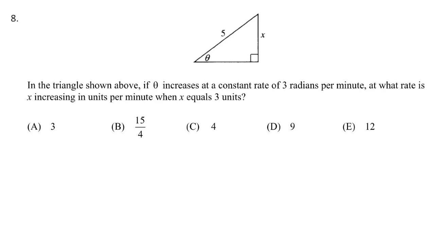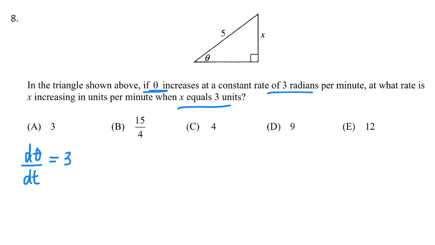Okay, another good problem. In the triangle above, if theta increases at a constant rate of 3 radians per minute, so notice now we're talking about theta increasing. So now we're going to have d theta/dt, which looks strange, but is no different than all the other problems we've been doing. So theta increases at a constant rate of 3 radians per minute. At what rate is x increasing in units per minute when x equals 3 units?